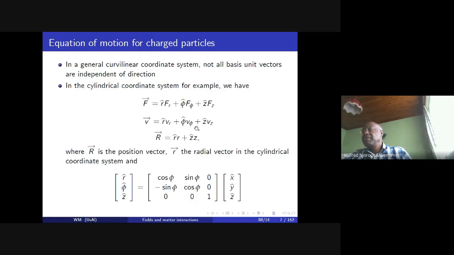And v will be given by those equations there, where the position vector, which I'm using a big R to differentiate it from the small r of the radius of the cylinder, will be given by r cap r plus z cap z. So the r, the radial vector in the cylindrical coordinate system, and therefore we can use this transformation matrix to get from the Cartesian coordinate system to the cylindrical coordinate system using that value there.